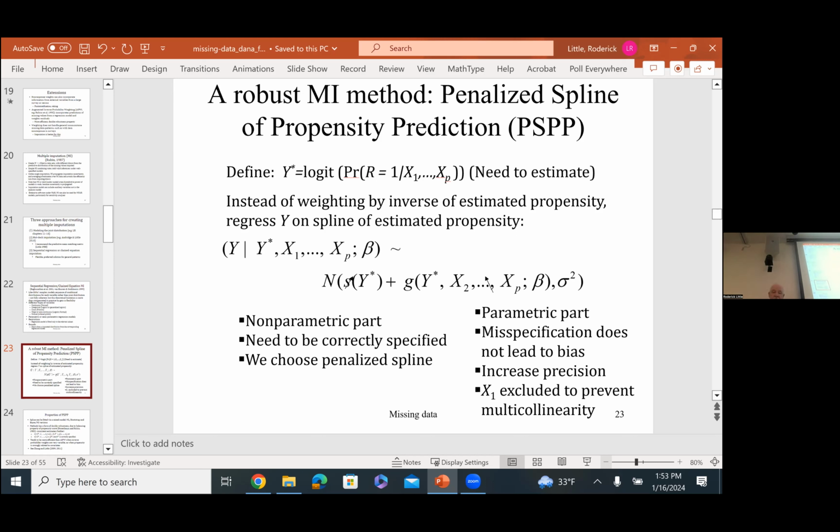So this is a regression method, but instead of using the propensity as a weight, you're using it as a covariate, as a predictor. And this actually has a double robustness property and is potentially more efficient than weighting, because I'm not a big fan of weighting, probably find out.